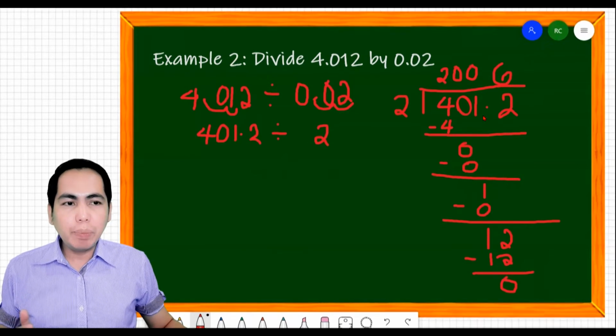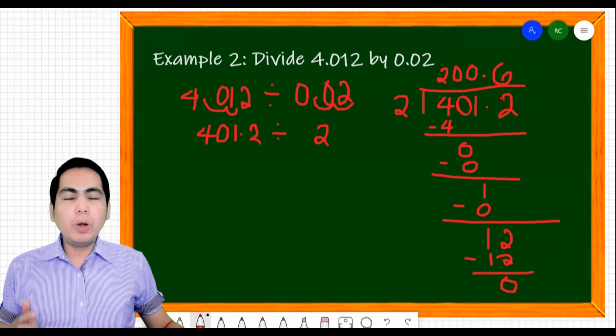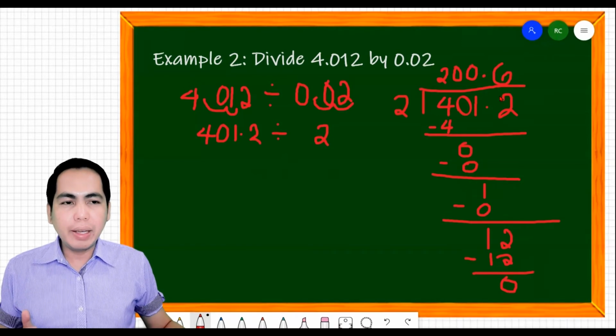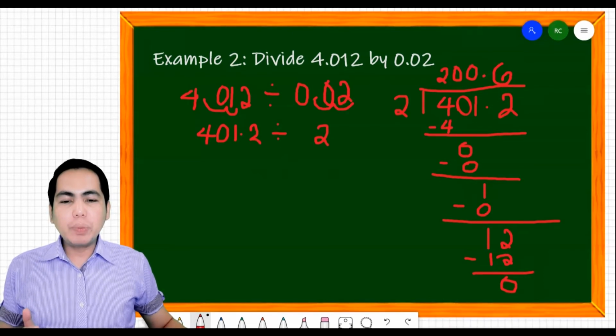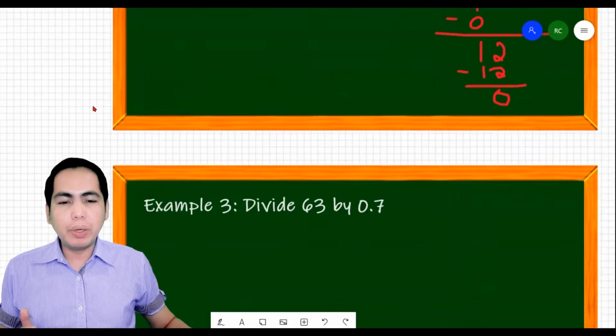So our decimal point in our quotient is directly above the decimal point in our dividend. So it is here. So the quotient of 4 and 12 thousandths divided by 0.02 is 200.6. Now let's proceed to our third example.